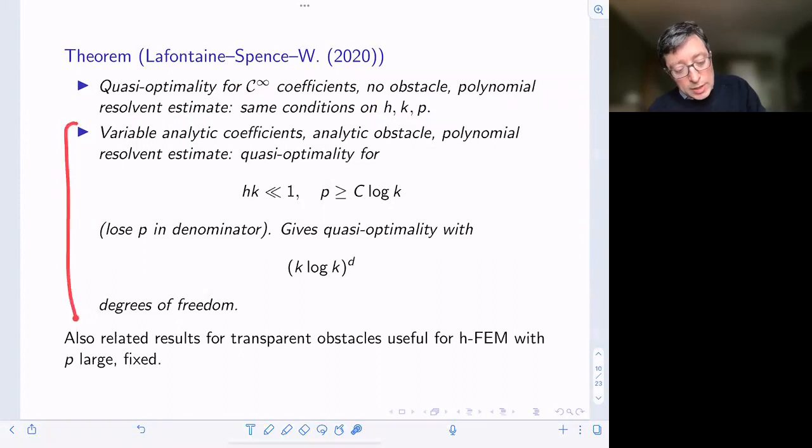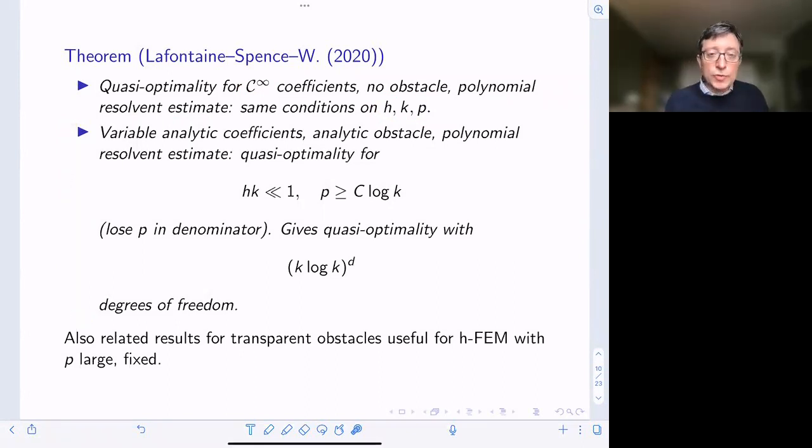The second part is a part that holds for the obstacle problem, and so we again need analyticity of the obstacle. We can have variable coefficients, but they have to be analytic near the obstacle. There still has to be a polynomial resolvent estimate, and we get quasi-optimality under almost the same conditions of Melenk and Sauter. Just to remind you, they had a p in this denominator helping them out, and we don't. Okay, and if you count degrees of freedom, we're not far off that k to the d. We lose a log k to the d relative to the optimal thing.